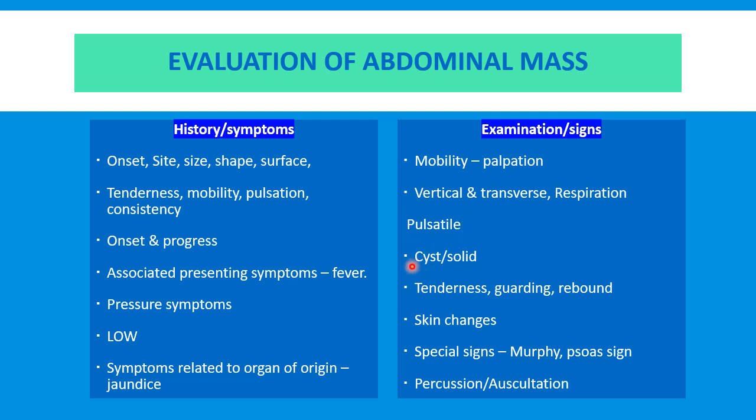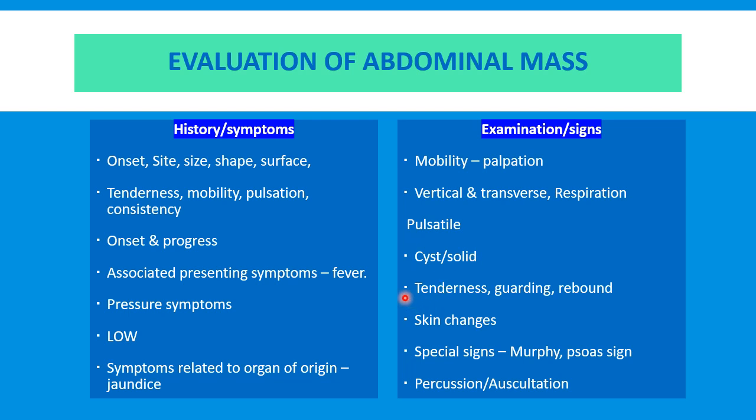Next, we come to examination for whether it's a cyst or solid. This is also very important. A cyst is soft and fluctuant, whereas a solid is firm to hard and non-fluctuant. This is important because cysts in general are benign lesions, whereas malignant lesions are usually solid in nature.